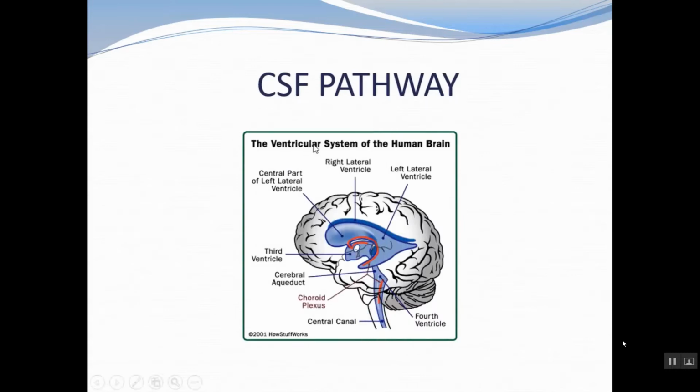The CSF pathway includes the flow from the choroid plexus and the lateral ventricle, then through the foramen of Monro to the third ventricle, then through the aqueduct of Sylvius to the fourth ventricle, then through the foramen magnum to the central canal of the spinal cord.